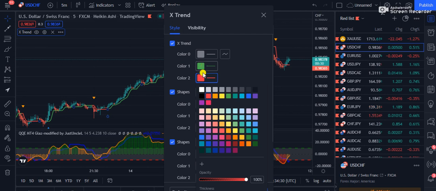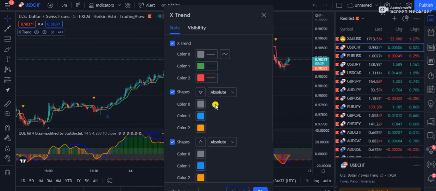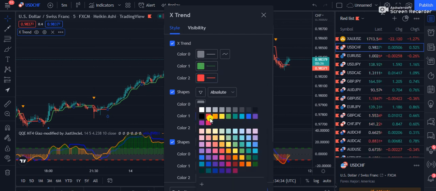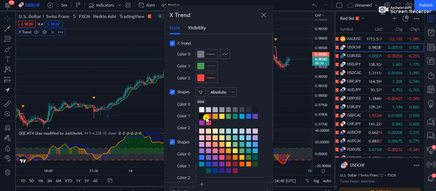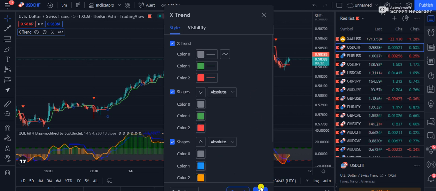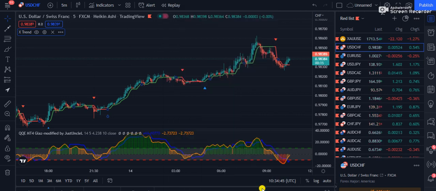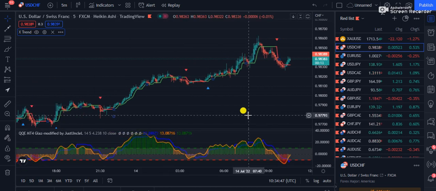Okay, so green for buy and red for sell, and we also have to change the second color as well from the color 1 green. Okay, already done, and the color 2, that is the red color, right? Okay, now I'm going to press OK, and let's see how the strategy looks right now.